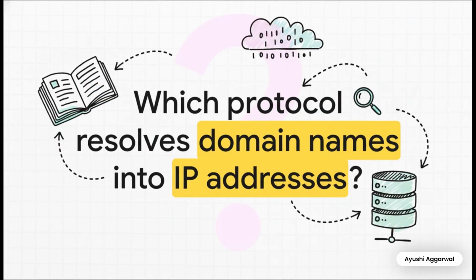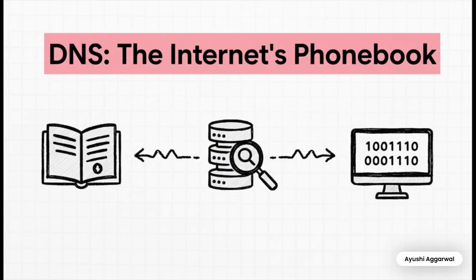Remember, we talked about the internet's phone book? What was its name? Exactly. DNS, or Domain Name System, is the phone book of the internet. We humans remember names like Google.com, but computers only understand numbers or IP addresses. DNS is what translates those names into numbers.